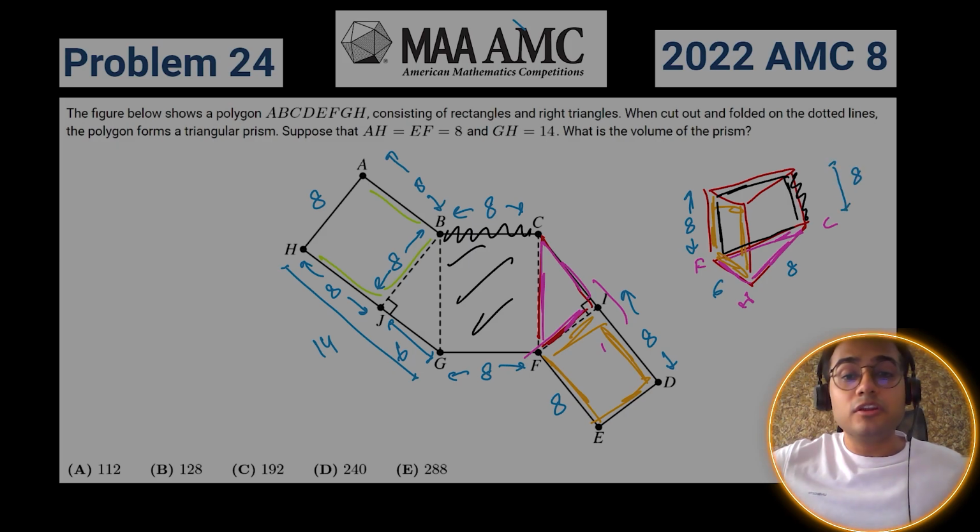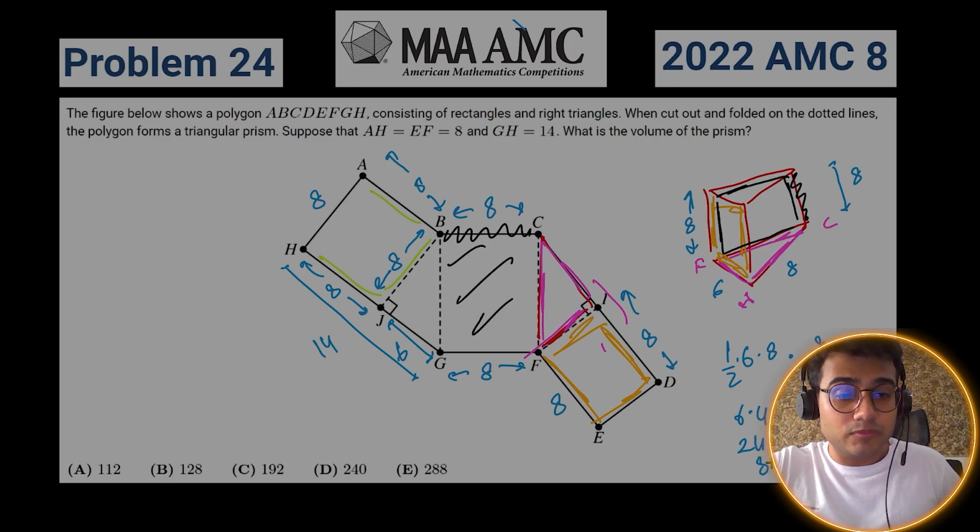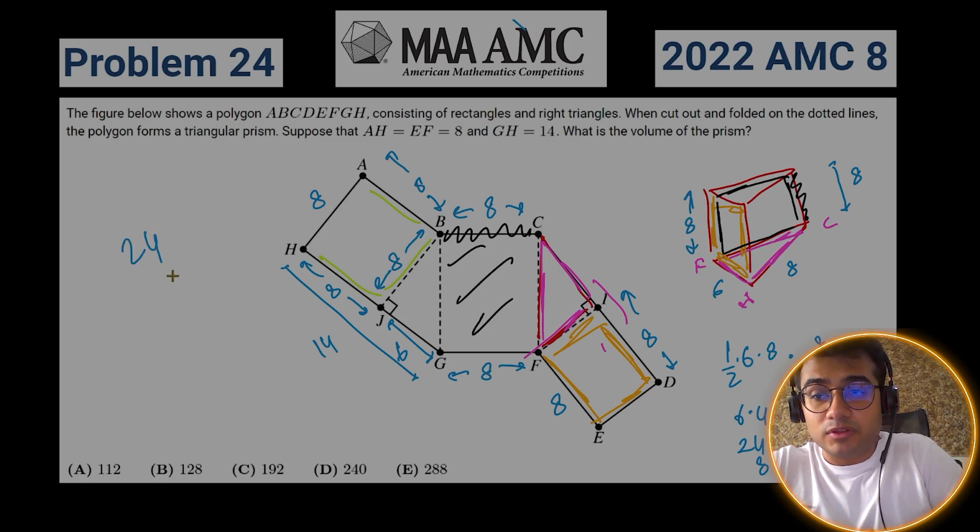So what is going to be the volume of this prism? The volume of the prism is going to be the base area, which is half 6 times 8, times the height of the prism, which is 8. So it's going to be 6 times 4 times 8, which is 24 times 8. So what is 24 times 8? It's 192.